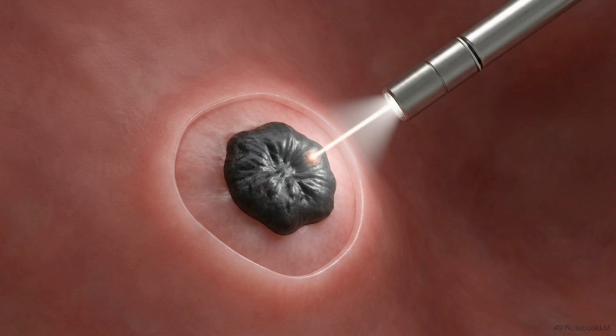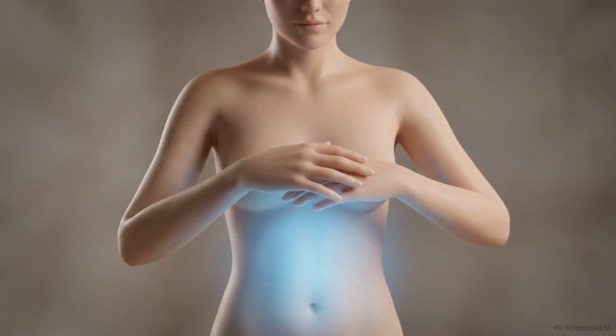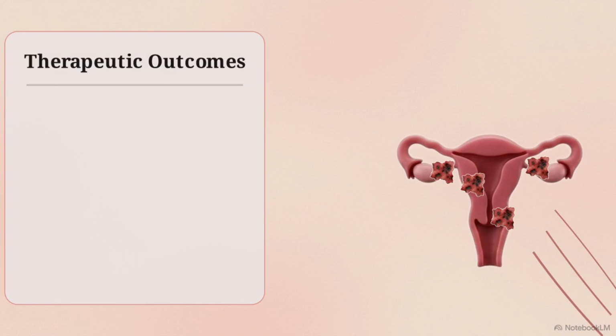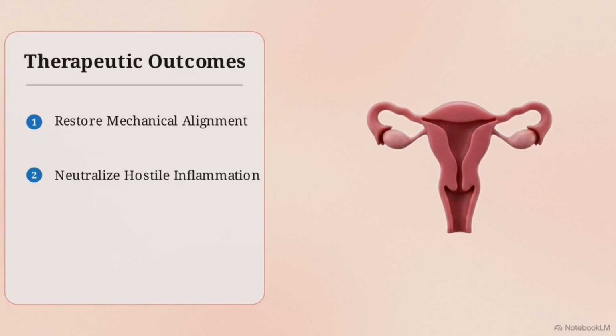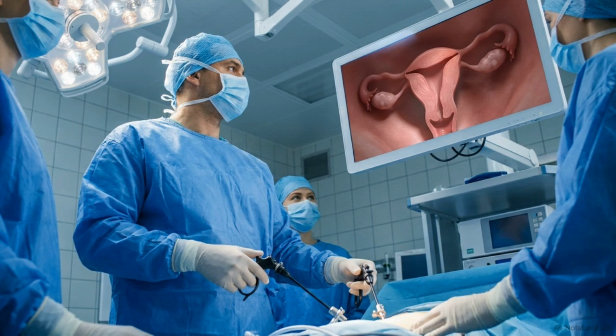The therapeutic goals are precise: restore correct anatomical relationships, remove the source of localized inflammation, and ensure the reproductive pathways are open and functioning. Operative laparoscopy is uniquely positioned in fertility care because it allows the surgeon to correct the pathology at the exact moment of its discovery.